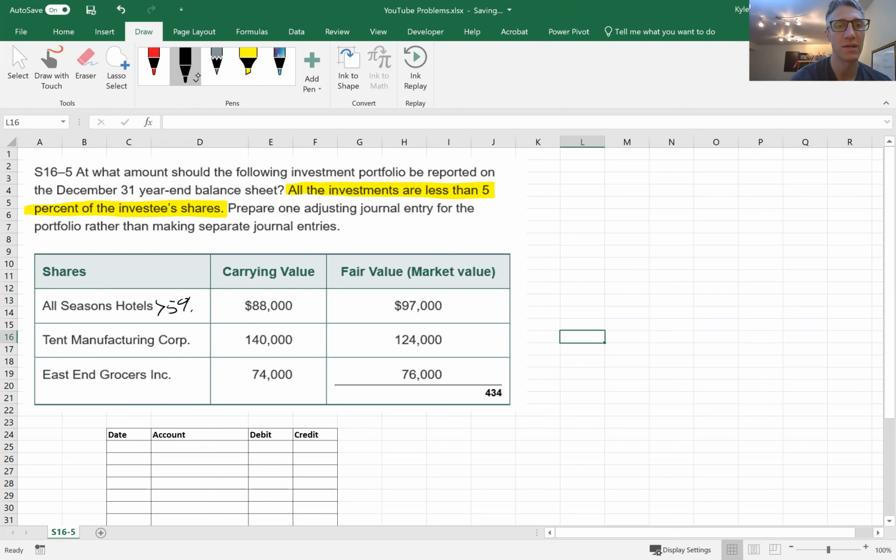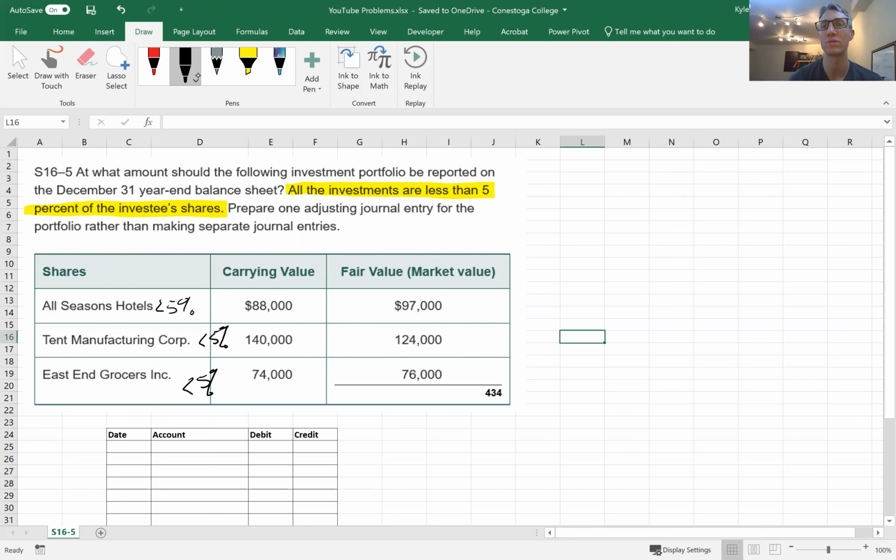Less than 5% of All Seasons, less than 5% of Tent Manufacturing, and less than 5% of East End Grocers. So this organization has invested in less than 5% of all three of these organizations. Since they've invested less than 5%, they do not exert significant influence over the other organization. So that impacts the way we're going to value these.